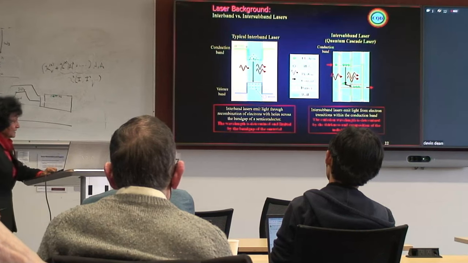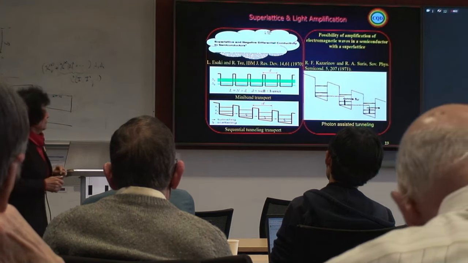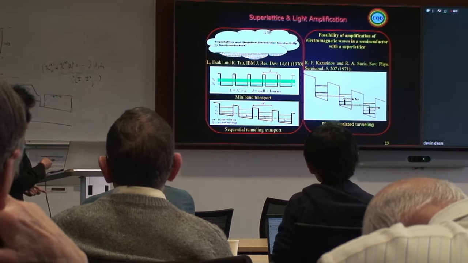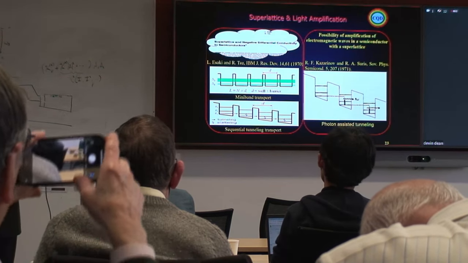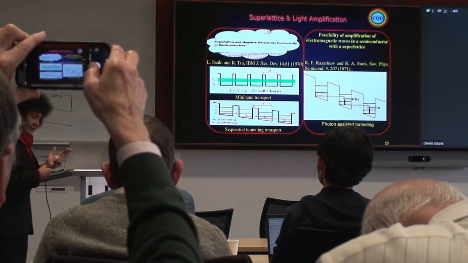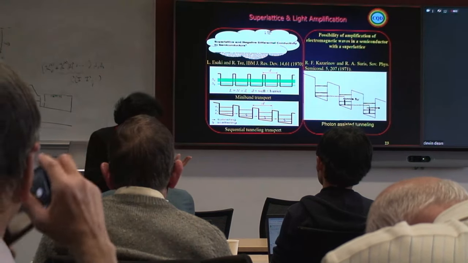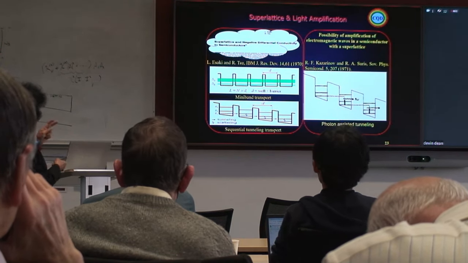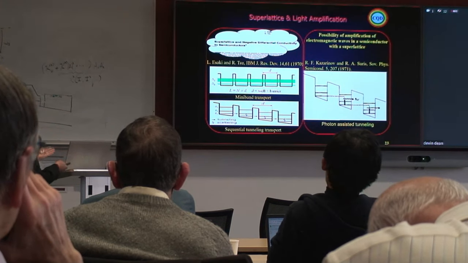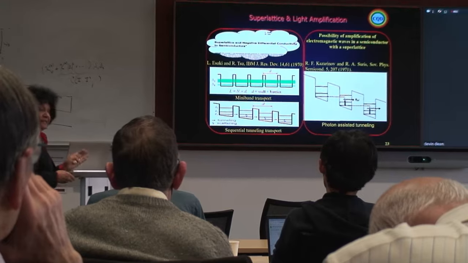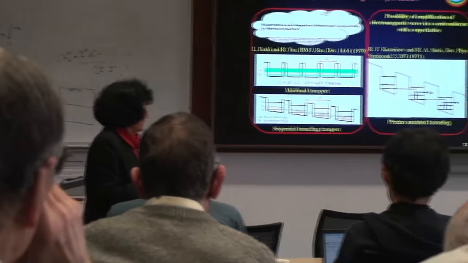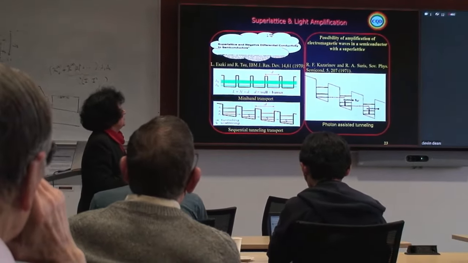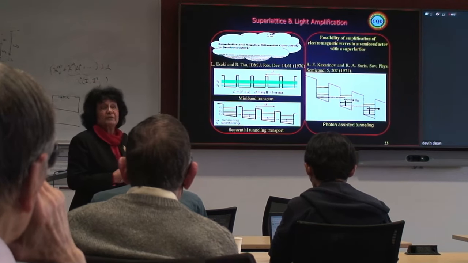The idea of the intersubband came from Leo Esaki at IBM Yorktown, who gave the ideas of the superlattice. He got the Nobel Prize for the Esaki tunnel diode, but the superlattice was very important, and he calculated the miniband transport and at the same time sequential tunneling transport. Later on, it was Kazarinov and Suris who came to the idea of the possibility of amplification of electromagnetic waves in a semiconductor with the superlattice.